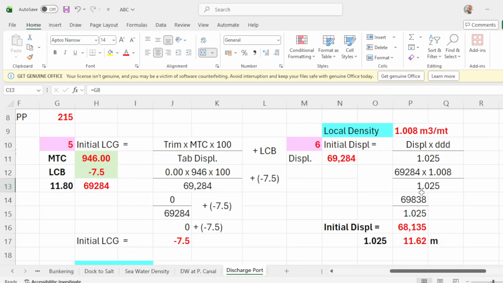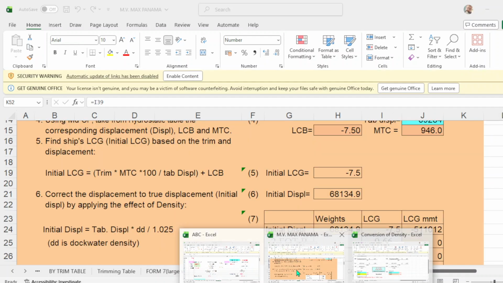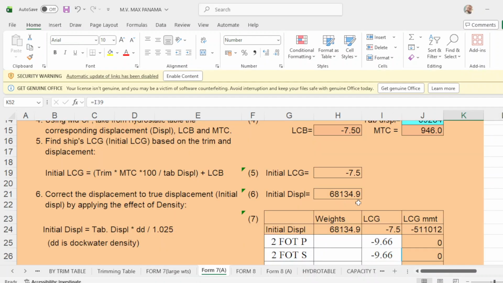So your local density, which is 1.008, okay, this one, over your standard salt water constant of 1.025. So multiply this one, that will be 69284 over your salt water of 1.025, and initial displacement should be 68135. Okay, 68135. How much did he get here? 68135 if you round up this one.